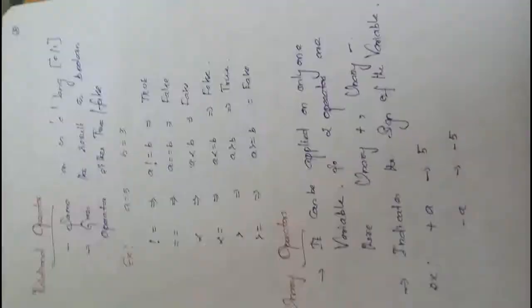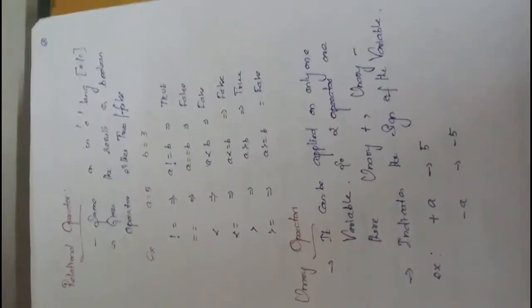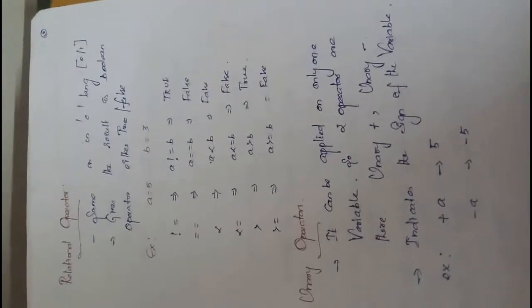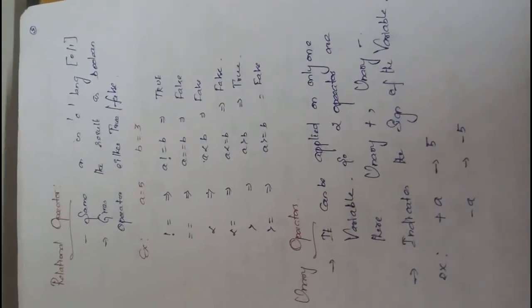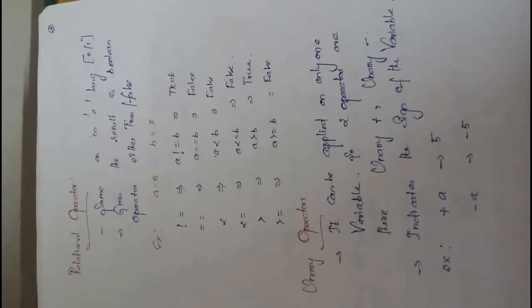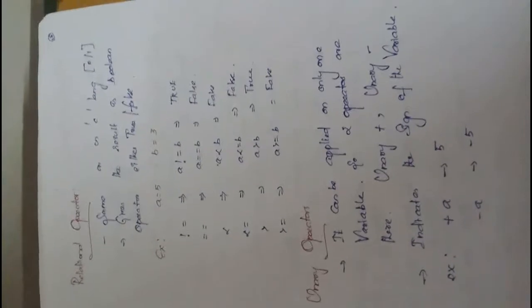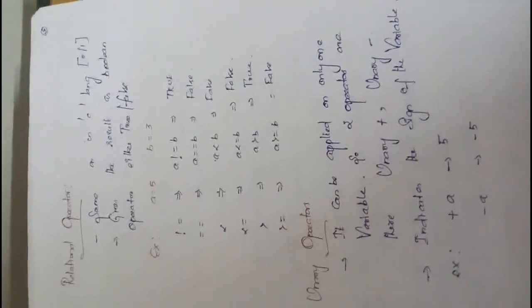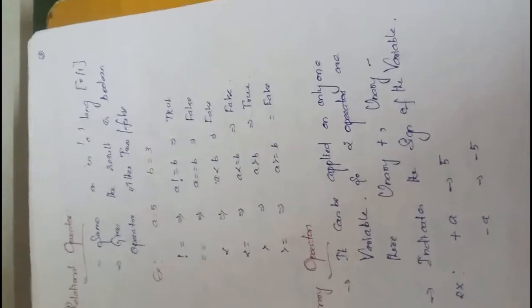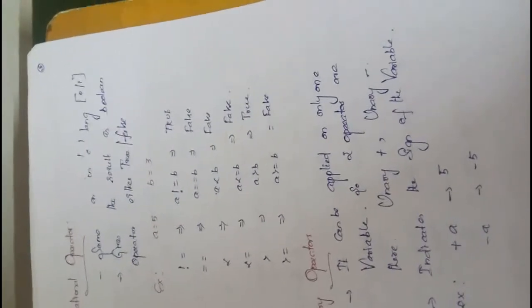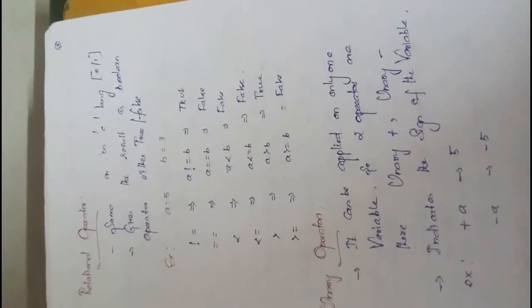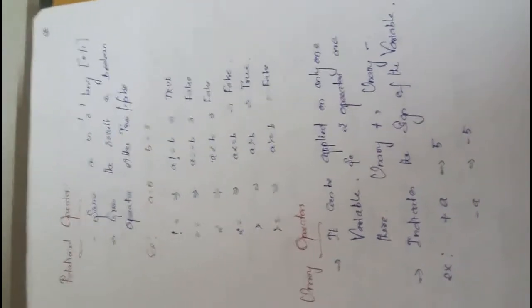The next one is a equal to b: whether the values of a and b are both the same. No, according to our example, a equal to 5, b equal to 3, so the result will obviously be false. Likewise, we can perform all the operations. A less than b, false. A less than or equal to b, false. A greater than b, 5 greater than 3, yes, of course, it's true. Then a greater than or equal to b, true.